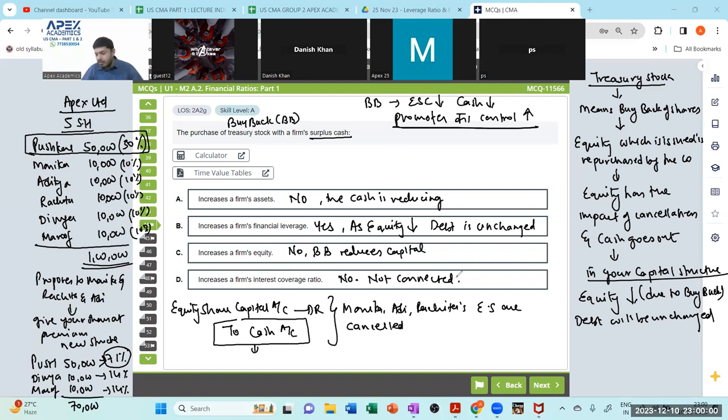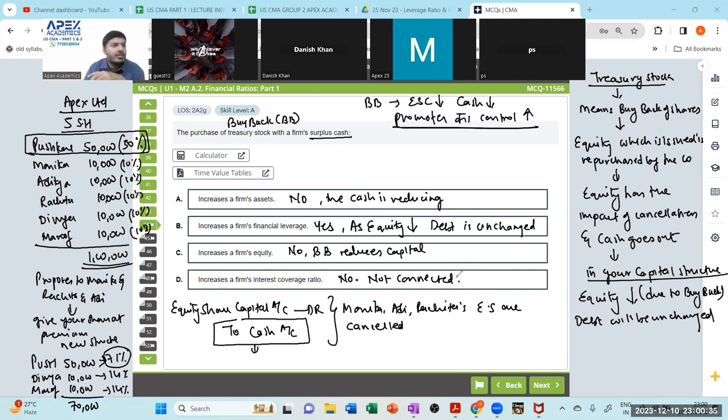Yes, Danish, your doubt, please. The question says that Pushkar purchases the treasury stock with the help of surplus cash, right? Correct. How can he use the firm's surplus cash? Of course, he can. He can pass a board resolution of all the directors for doing a buyback. Buyback is allowed legally under all companies acts everywhere, such that you are not buying back more than 25% of the firm's equity. You have to transfer a certain amount of free reserves to a redemption reserve. After that, you have to do the basic accounting and you can do it.